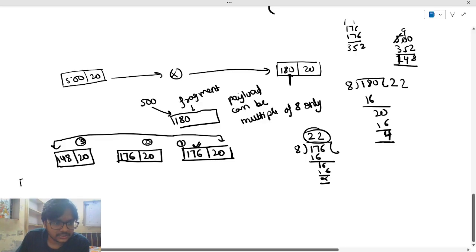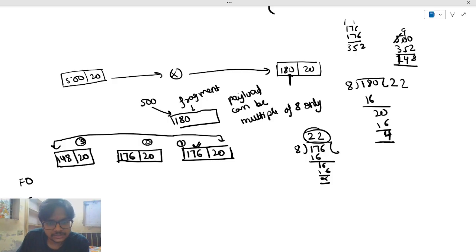So now let's see the fragment offset and more fragments. For the first packet, more fragments: yes, this is true. For the second fragment, yes, there is a third fragment that is upcoming, so it is also true. And for the third this is false, because this is the last fragment. There are no fragments coming behind.